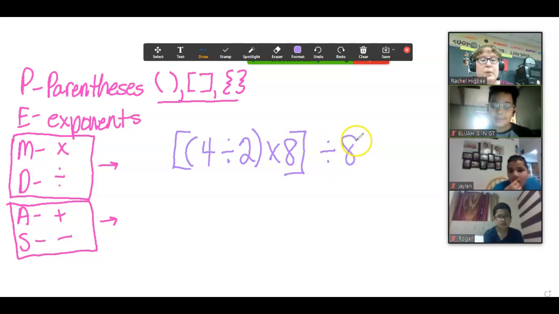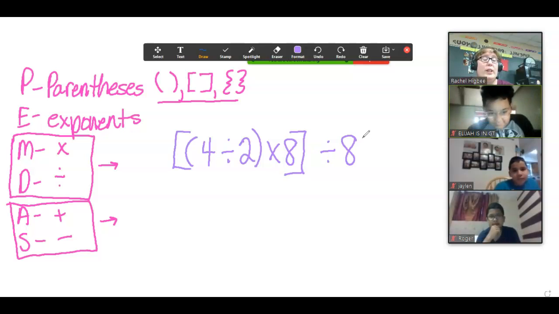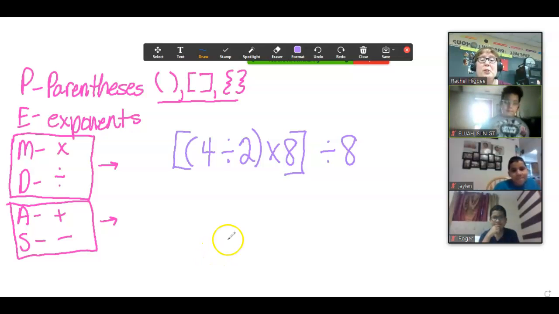And divide by 8. Ooh, look at that. Look at that. What do you think needs to go first? Okay, Elijah is silenced for this problem. He can only watch. So the rest of you have to speak up. What do you think needs to go next, Roger? I know you have some thoughts. What are you thinking?